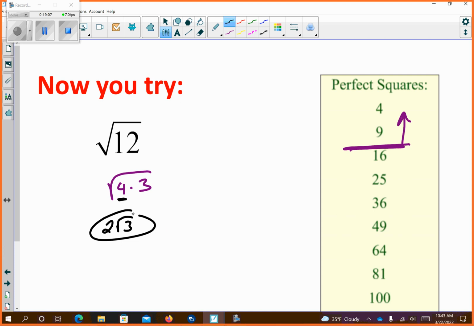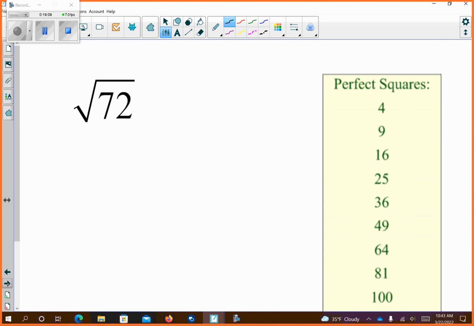Okay, so again, I'm looking at my list. So let's take a look at this next one. Root 72. Talk to me. Where should I put my line? Between what 2 numbers? 64 and what? There you go. 64 and 81. So 72 falls somewhere in here. Agree? All right, and we're going to go with our same question. Can I go 64 times some whole number to get 72?